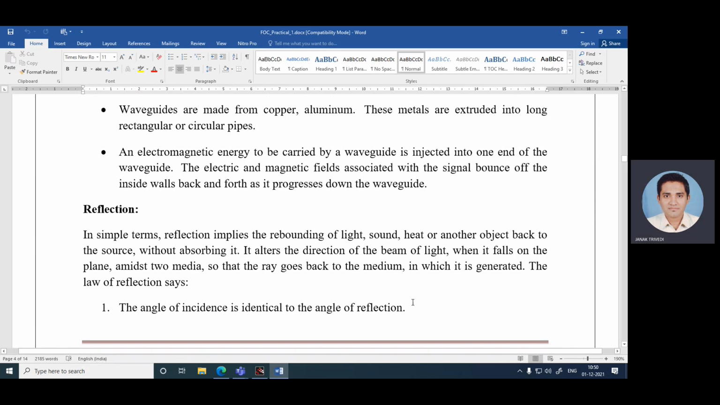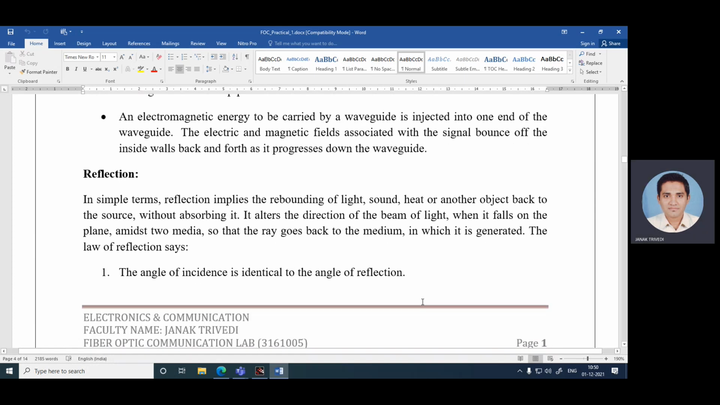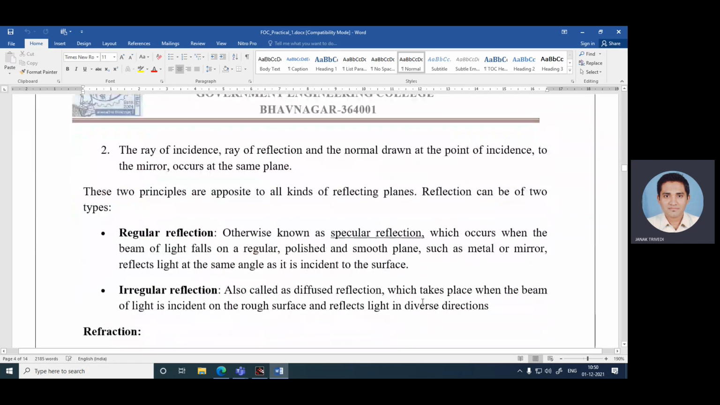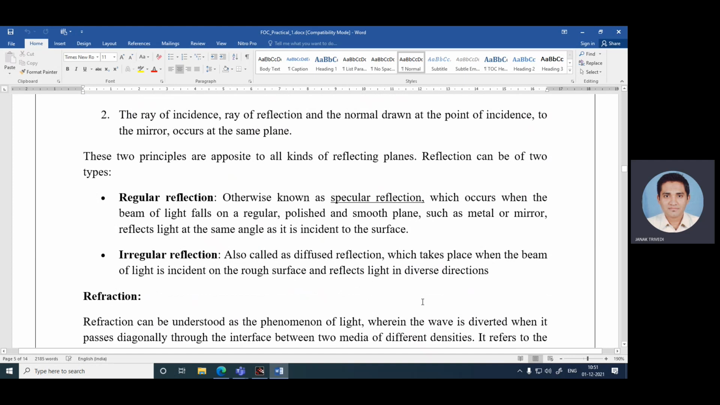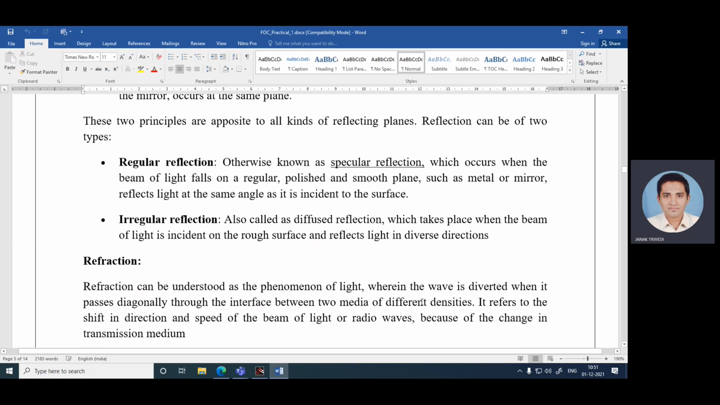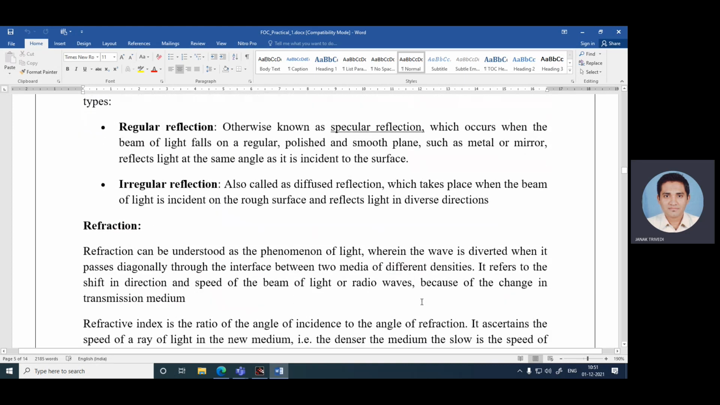Okay, so the law of reflection says the angle of incidence is identical to the angle of reflection. And second, the ray of incidence, the ray of reflection, and the normal drawn at the point of incidence to the mirror lie in the same plane. These two principles apply to all kinds of reflecting planes. Reflection can be of two types. First is regular reflection and second is irregular reflection.